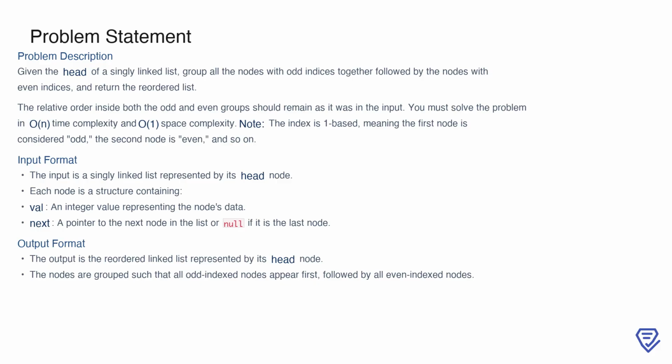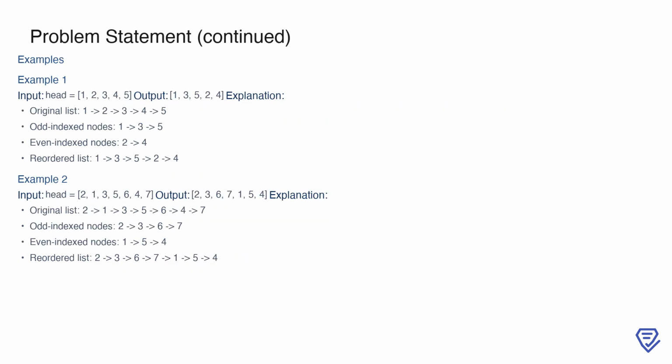To solve this, your solution must operate with an O(n) time complexity and use only O(1) space, meaning you should work in place without creating additional data structures. Also, take note that the indexing here is 1-based, so the first node is considered odd, the second is even, and so on. The input is provided as the head of a singly linked list, where each node contains a value and a pointer to the next node. For the output, you need to return the reordered linked list, starting with all odd index nodes followed by all even index nodes. Let's go through some examples to understand this better.